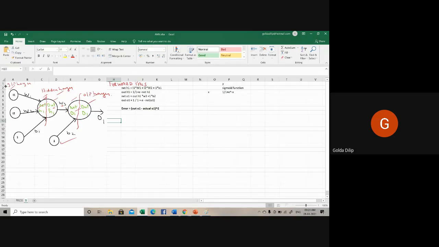In the forward pass, you consider each node as having 2 parts. What are the two parts? One is net H1 and one is out H1. In the forward pass, we also use the sigmoid activation function to convert your net H1 to out H1.